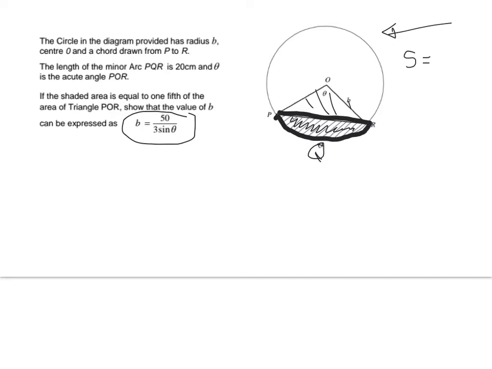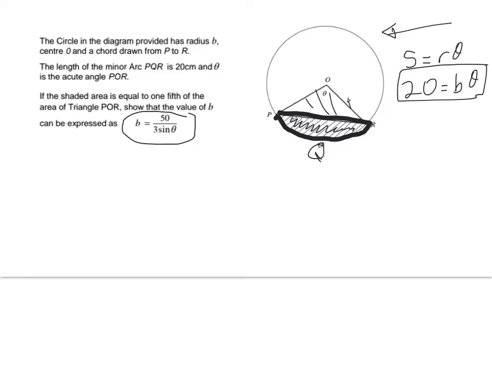So my arc length formula is S equals R theta. And here we know that the length S is 20 centimetres, and my radius in this question is B. So we can write that down. And we're just going to park that on one side for now, because it doesn't seem like it's going to be much help yet. Then we're told that the shaded area, so the segment, is equal to 1/5 the area of the triangle.